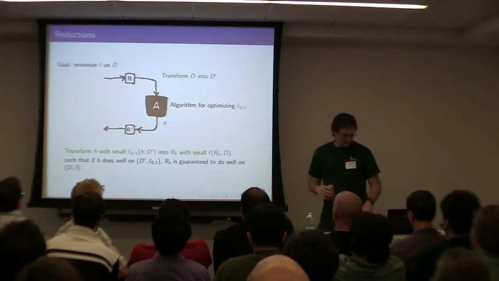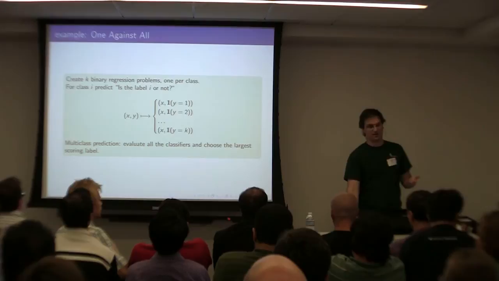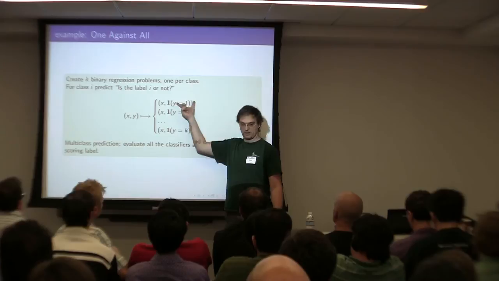And the most canonical example of this is one against all prediction, right? So you're trying to do multi-class, you have a binary classifier, and you're like, what do I do? Well, what you can do is you can create k different classifiers, each of which predicts whether it's labeled i or not.